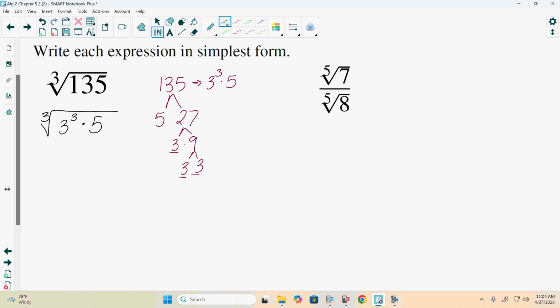So therefore, we can replace 135 with its prime factored form. So the cubed root of 135 is the same as the cubed root of 3 cubed times 5.